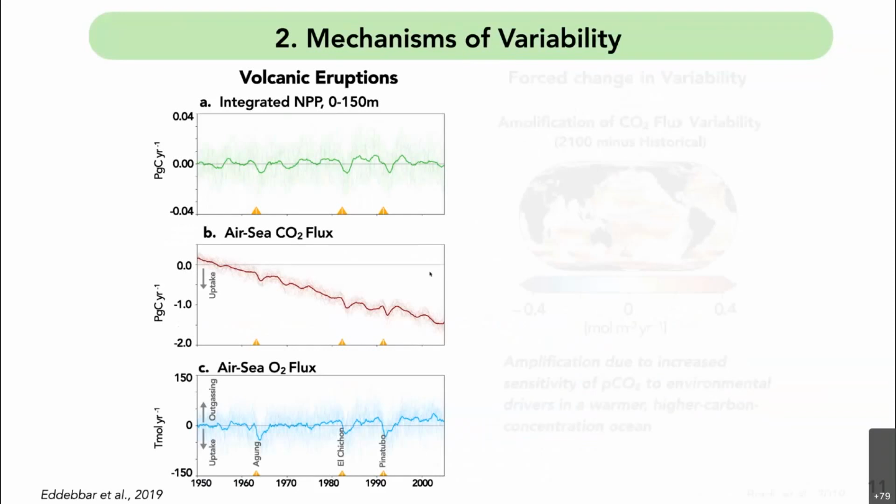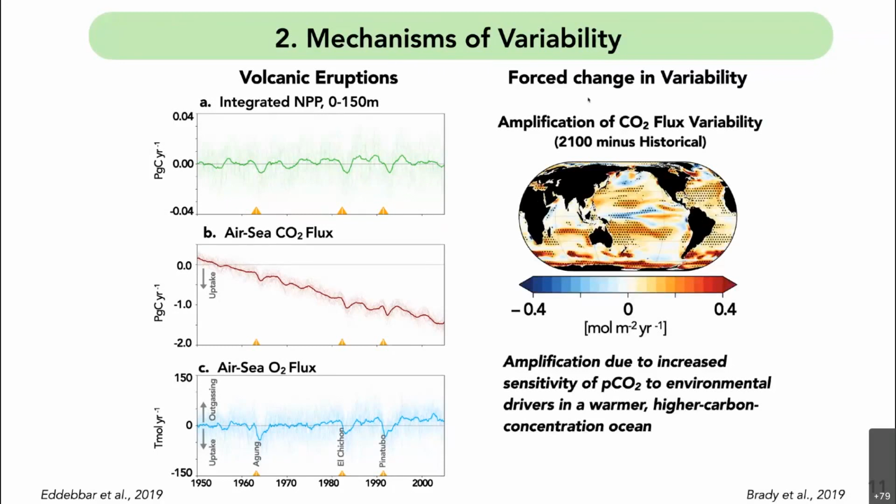So next, we highlighted studies which looked at mechanisms of variability. Edebar et al. 2019 uses two large ensembles to understand the forced response of the climate and biogeochemistry to volcanic eruptions. So we see here that changes in primary production, air-sea CO2 flux, and air-sea oxygen flux have pronounced responses to the eruption of three important volcanoes over the historical period. And this study found that a lot of the variability observed over the historical period in these key biological parameters can be attributed to volcanic eruptions alone.